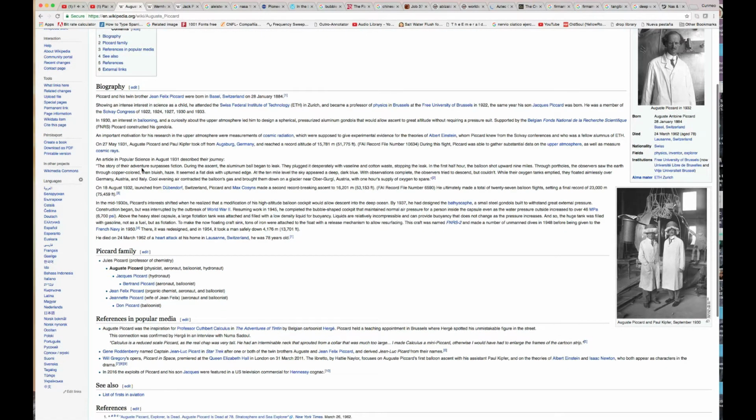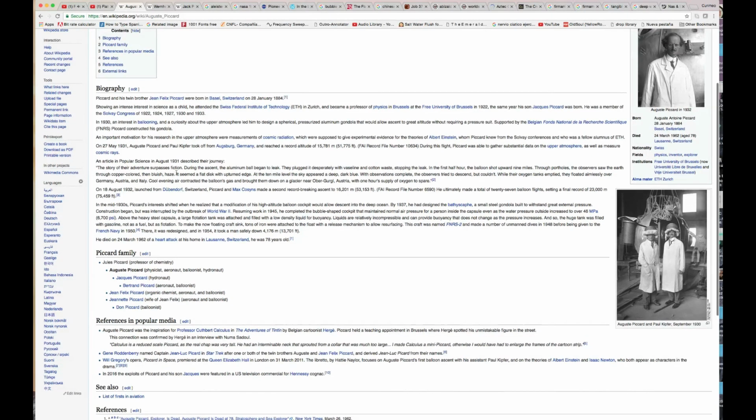The story of the adventure surpasses fiction. During the ascent, the aluminum ball began to leak. They plugged it desperately with Vaseline and cotton waste, stopping the leak in the first half hour. The balloon shot upwards 9 miles. Through portholes, the observers saw the Earth through copper-colored, then bluish, haze. It seemed a flat disc with upturned edge. At the 10-mile level, the sky appeared a deep dark blue.